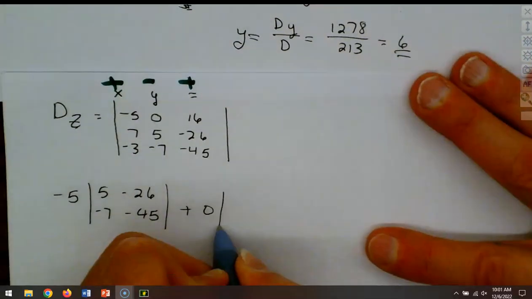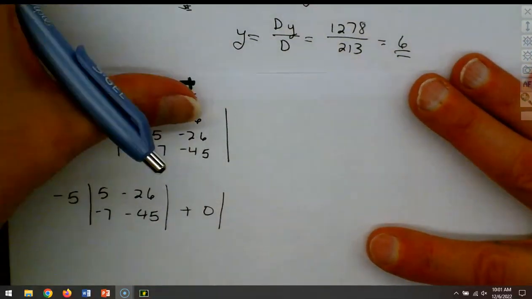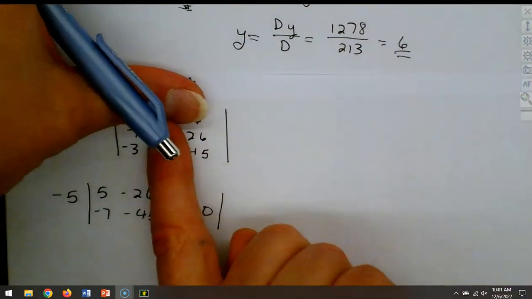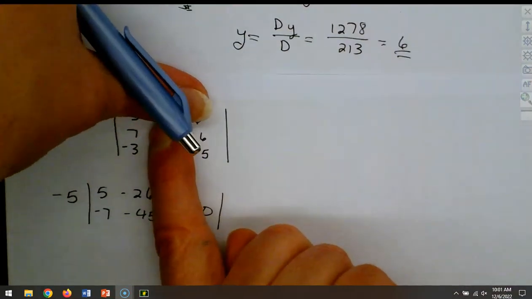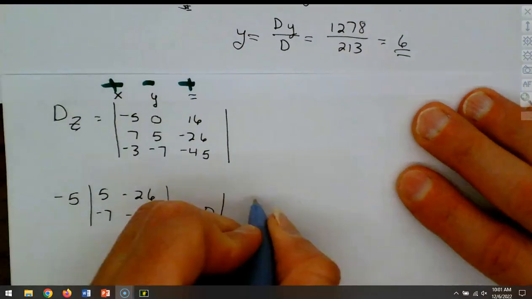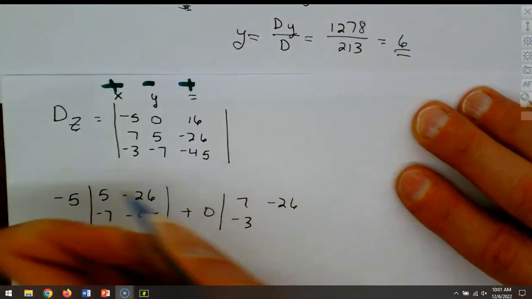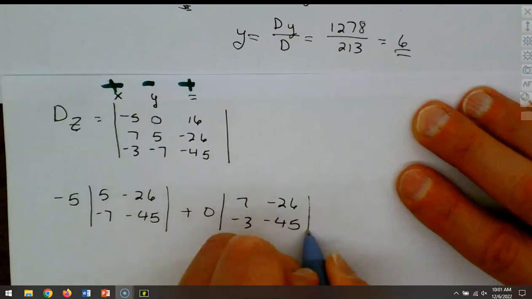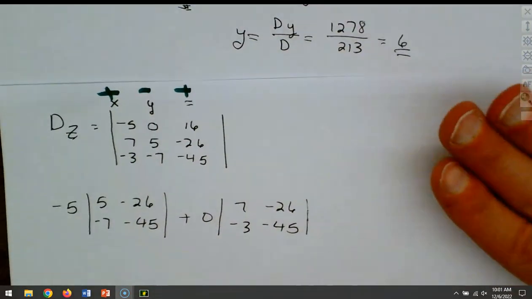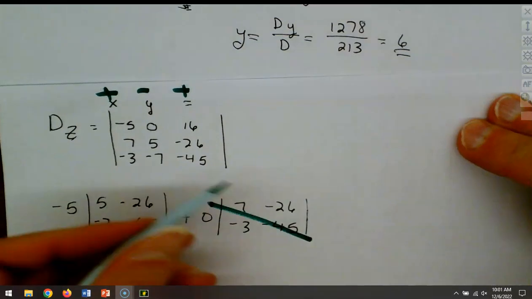The next one is going to be, of course, 0. And that leaves me then with 7 and negative 3. Looking down, and minus 26 and minus 45. Now that one's got a 0 in front, so our life is easier because that's gone.